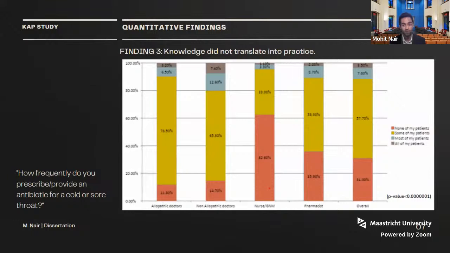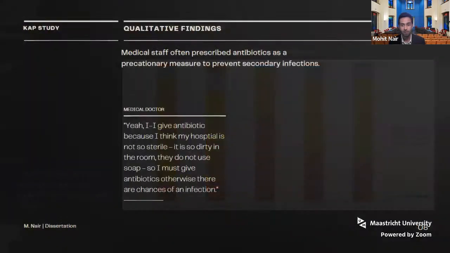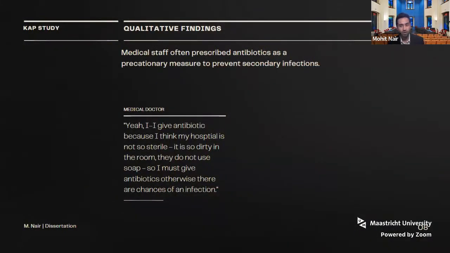A higher proportion of nurses, pharmacy providers, and non-allopathic providers avoided antibiotics for patients who presented with a cold or sore throat in comparison to allopathic doctors who had comparatively better knowledge. The qualitative portion of this sequential explanatory study, detailed in Chapter 2, shed additional insight into these prescription practices and decision-making. I've highlighted a few abridged findings here.